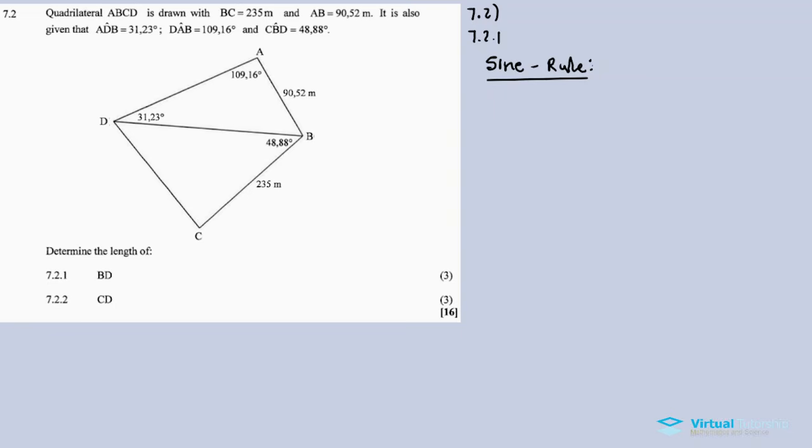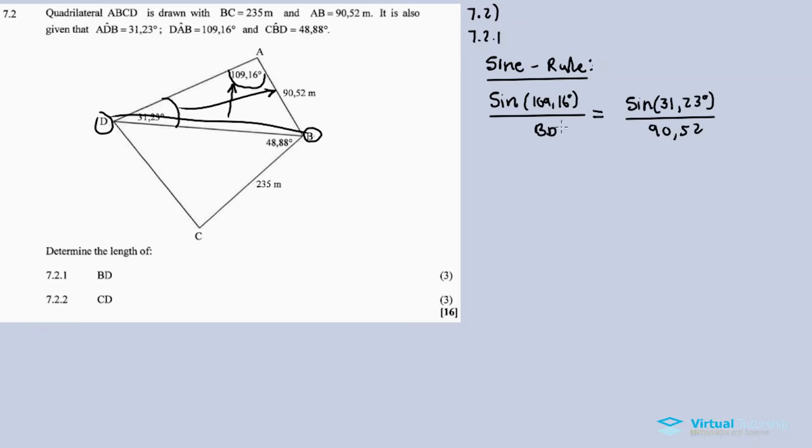So use the sine rule and then check here. In the sine rule, who do I want? I want BD, this one. So therefore BD, you must get, the sine of 109.16 divided by the length BD is equal to the sine of this angle divided by its opposite side. Therefore we are going to calculate BD.